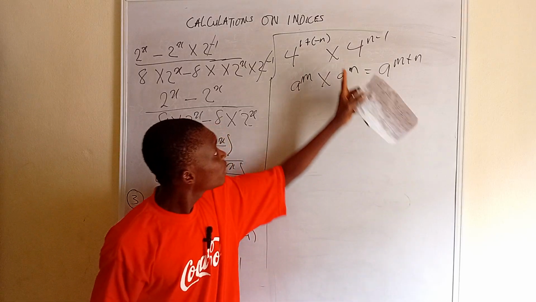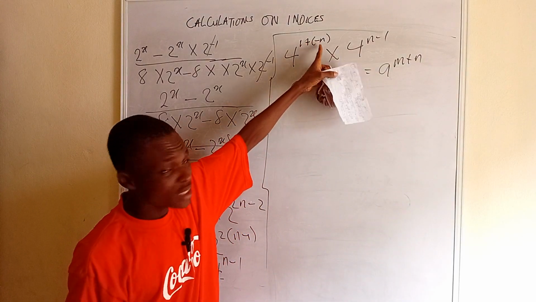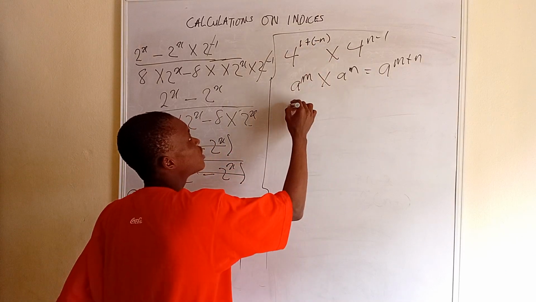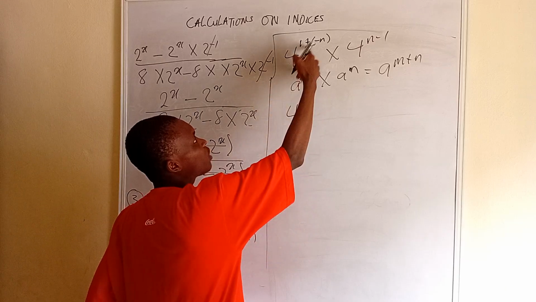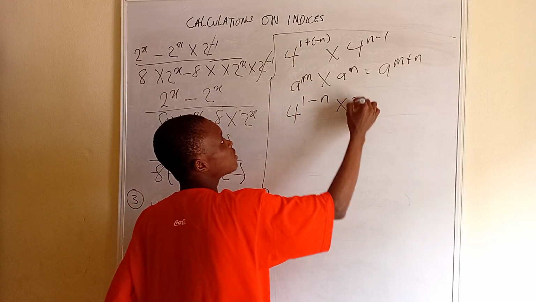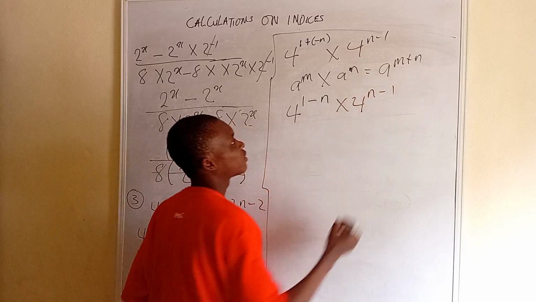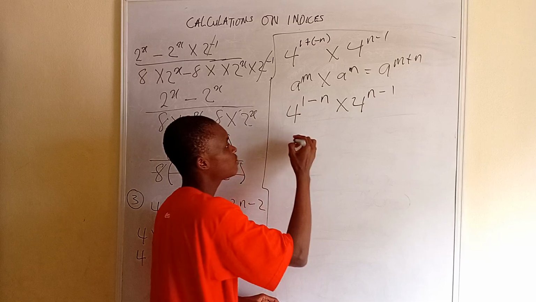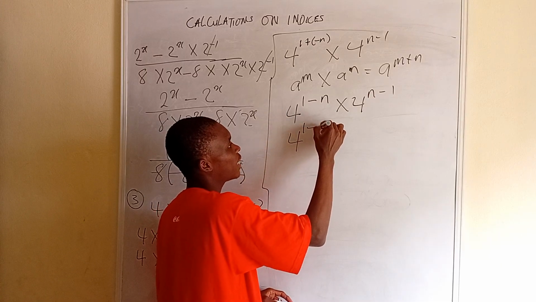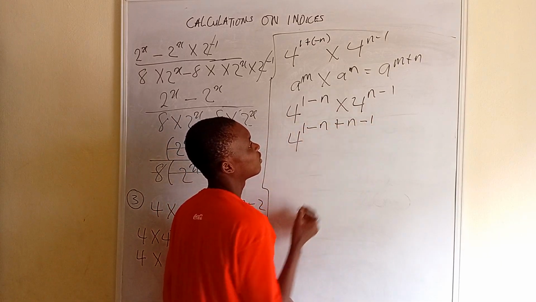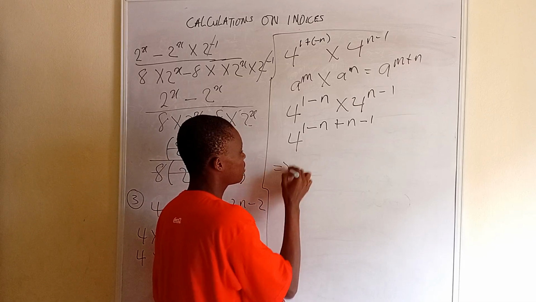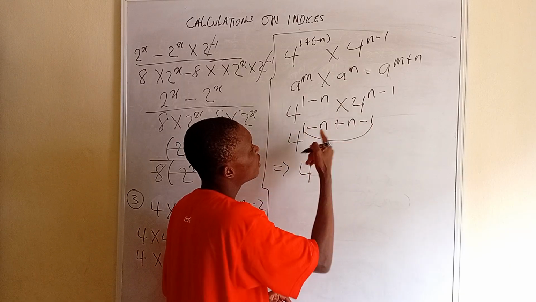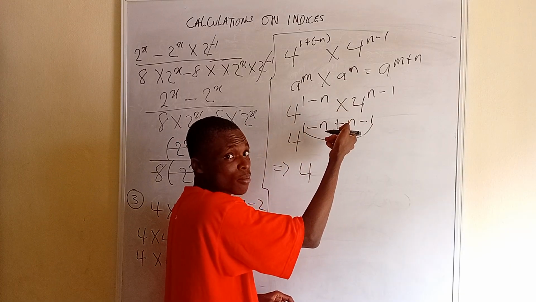Right. All right, so from here, we know that plus times minus gives us minus. So this is 4 raised to the power of 1 minus n times 4 to the power of n minus 1. So let's apply the laws of indices because the bases are the same. This becomes 4 to the power of 1 minus n plus n minus 1. So from here, the 1 minus 1 is gone, minus n plus n is gone.